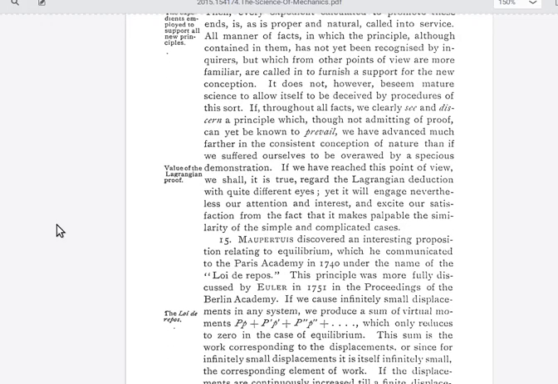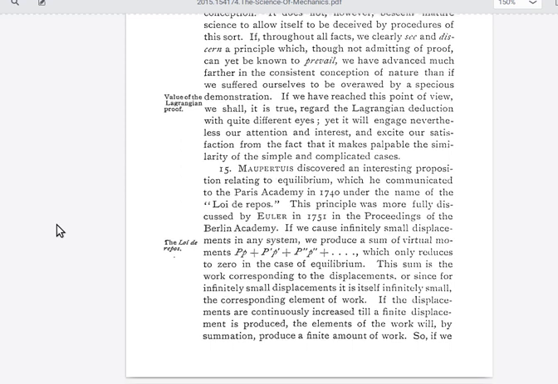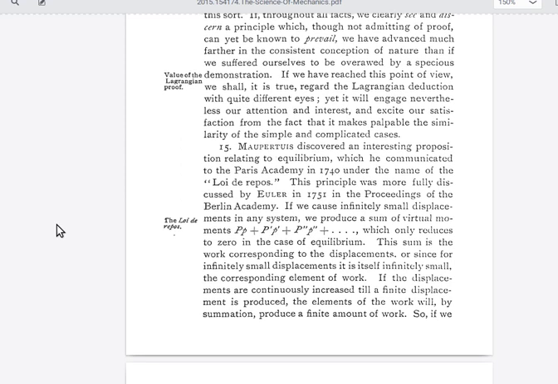If we have reached this point of view, we shall, it is true, regard the Lagrangian deduction with quite different eyes. Yet it will engage, nevertheless, our attention and interest and excite our satisfaction from the fact that it makes palpable the similarity of the simple and complicated cases.